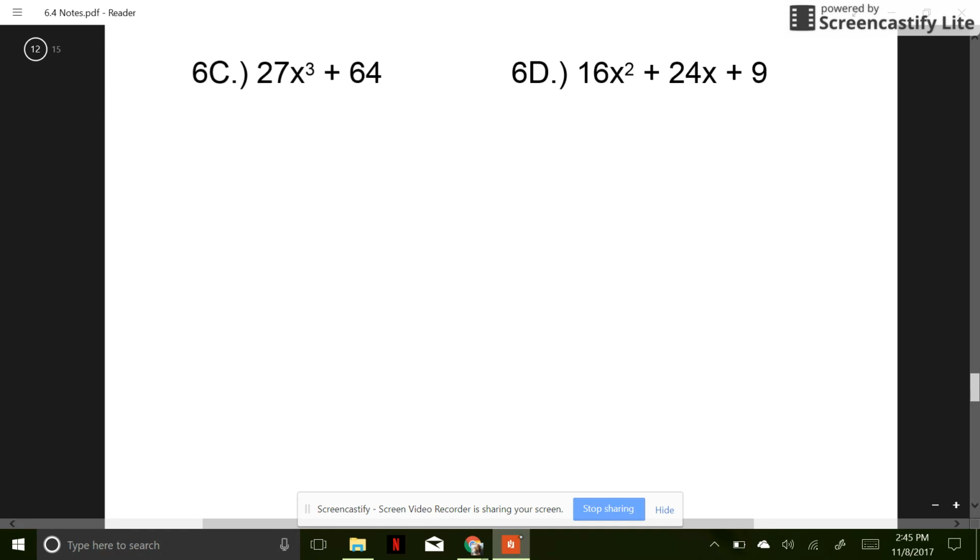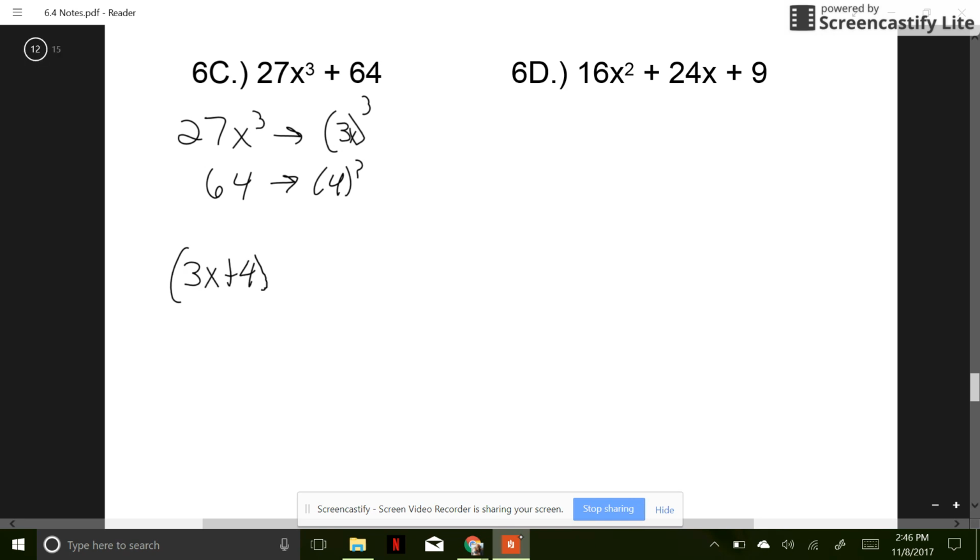6C, this one's another sum of cubes. Trying to practice this. 27x cubed is the quantity 3x cubed. 64 is 4 cubed. So the rule says we take them and add them, 3x plus 4. The first term squared, so that's 9x squared. These are both positive, so we change the sign. Subtract the product, 3x times 4 is minus 12x, plus the second term squared, plus 16.